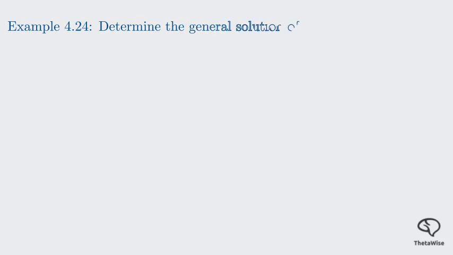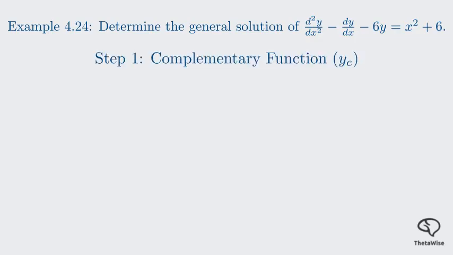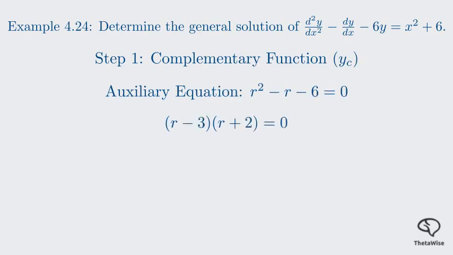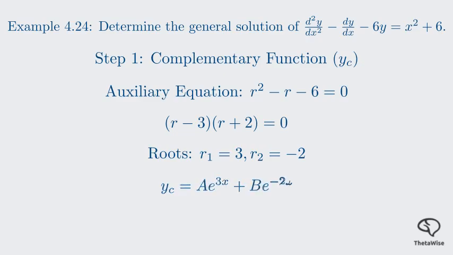This is example 4.4. We need to find the general solution of d squared y by dx squared minus dy by dx minus 6y equals x squared plus 6. The presence of x squared on the RHS tells us this will be a polynomial case. Let's first find the complementary function yc. The auxiliary equation is r squared minus r minus 6 equals 0. This factors into r minus 3 times r plus 2 equals 0, giving roots r equals 3 and r equals negative 2. Therefore, our complementary function is y equals a e to the 3x plus b e to the negative 2x.